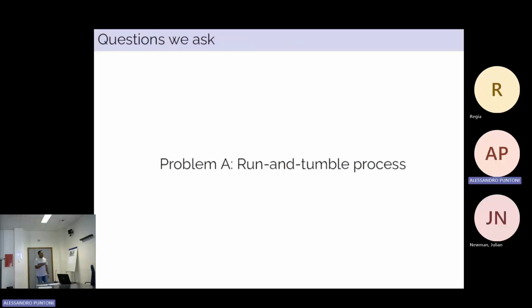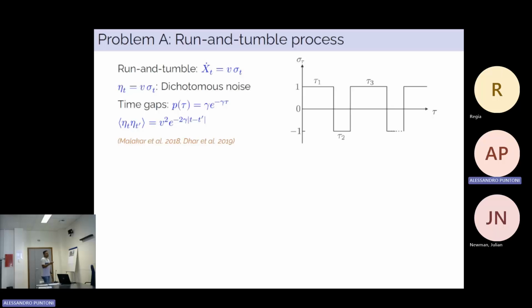Let me skip to my problem, run and tumble. What is a run and tumble problem? You have x dot, and then you have a dichotomous noise. Basically, your velocity is switching sign from positive to negative, and the time gap between switches is drawn from an exponential distribution.